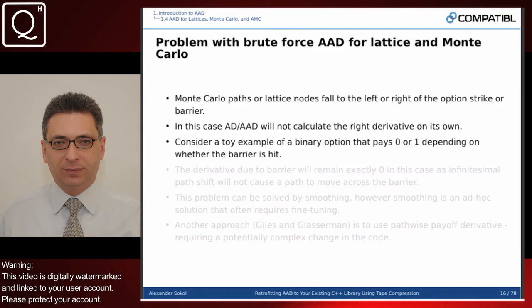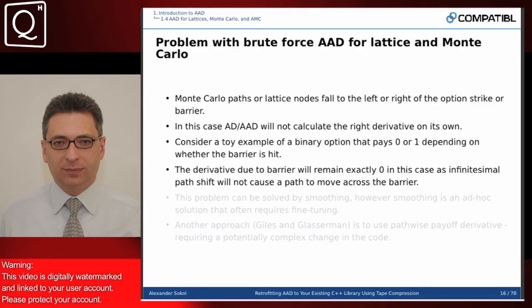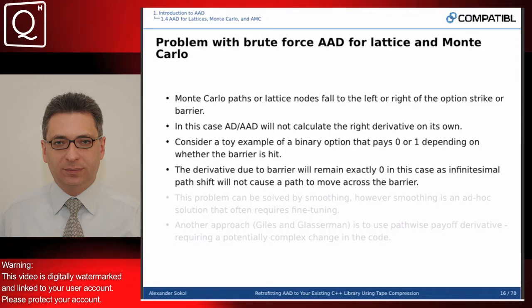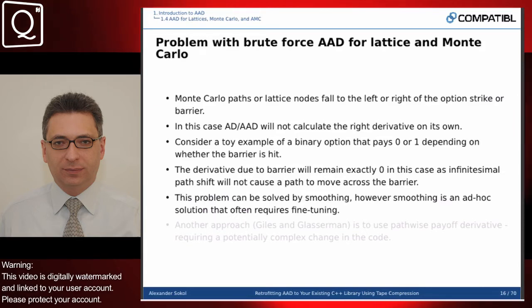The reason is that imagine there is a binary option which pays 0 or 1 depending on whether you are above or below the strike at maturity. If you slightly change the market data such that the forward changes relative to the barrier, this infinitesimal shift will not cause any path to cross the barrier, so it will still be 0 and 1. So you will be finding that the derivative is 0, right?